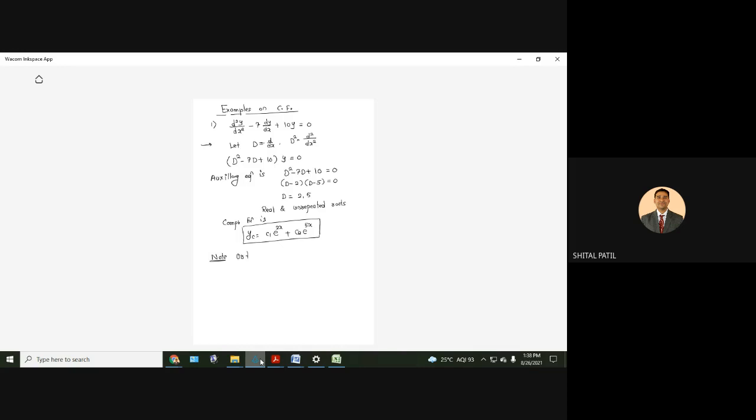Note, order of roots is not important. That is, CF may be written as y of c equal to c1 e raised to 5x plus c2 e raised to 2x.